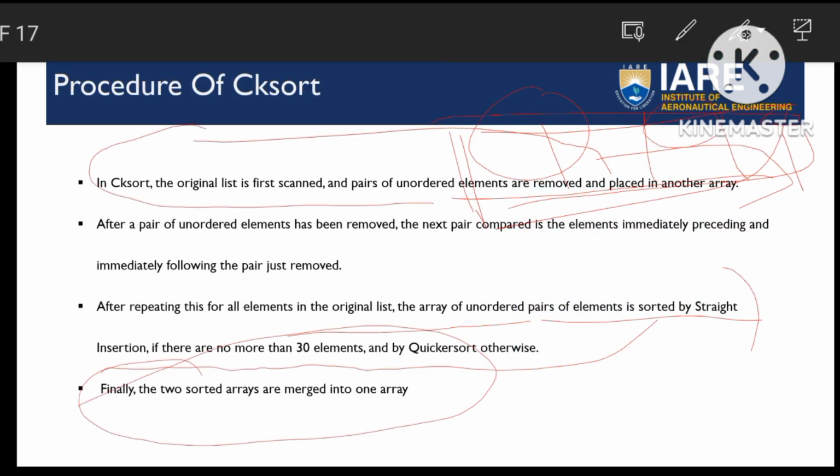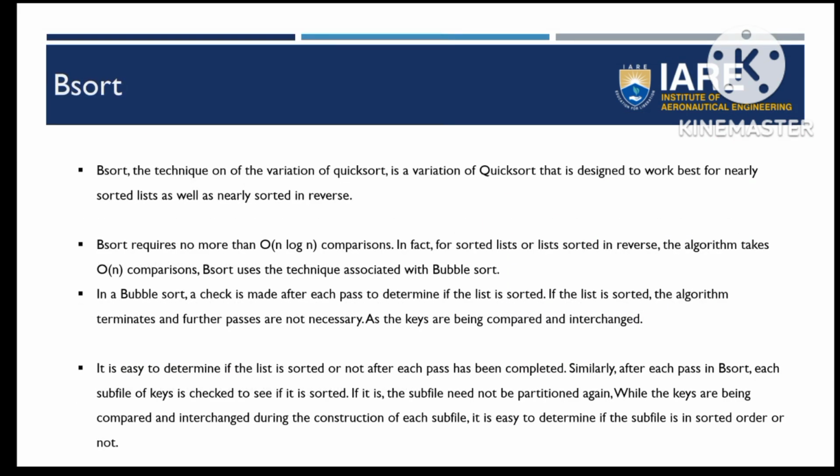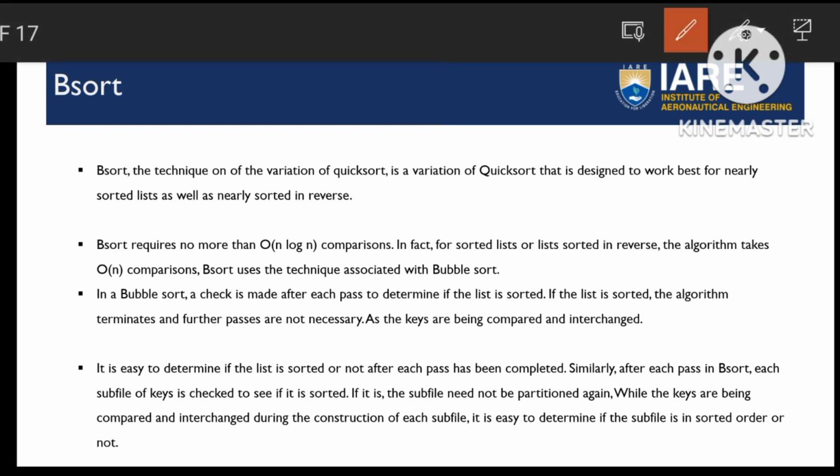This is what I discussed earlier. Let us consider one more variation of quick sort, which is B sort. We cannot exactly call it better than quick sort, but it is one variation that is better than quick sort in some areas. B sort is a variation of quicksort designed to work best for nearly sorted lists as well as lists nearly sorted in reverse.